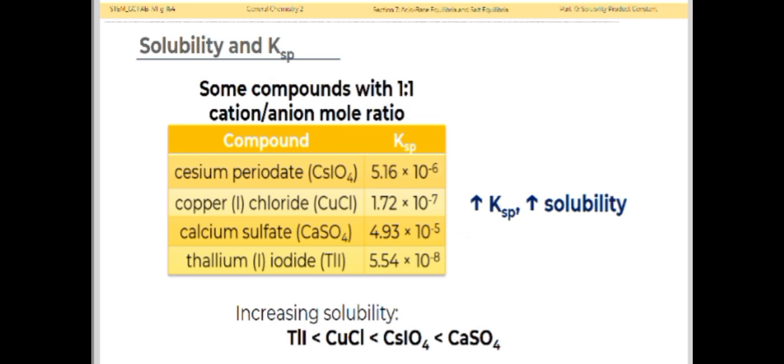Consider cesium periodate, copper 1 chloride, calcium sulfate, and thallium 1 iodide. They are compounds with 1:1 cation to anion mole ratio. To arrange them in order of increasing solubility, they must be arranged in order of increasing value of Ksp. Thus, the correct order is given by thallium 1 iodide, followed by copper 1 chloride, then cesium periodate, and lastly calcium sulfate.